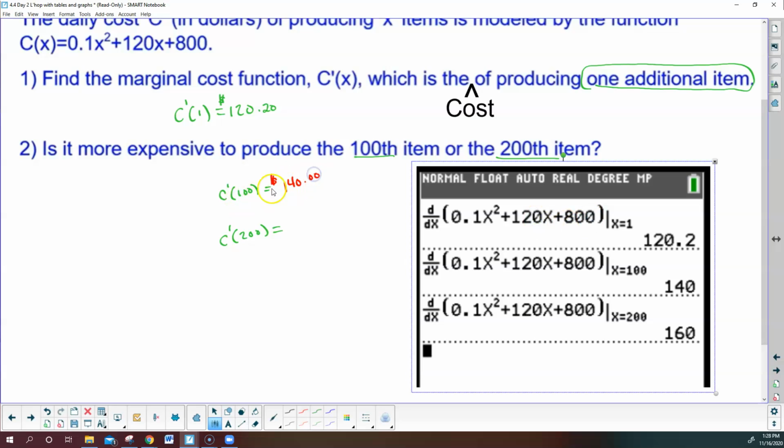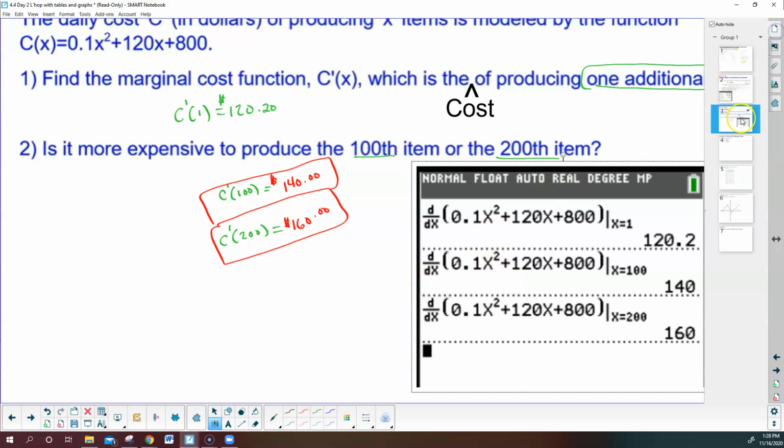So at 100, the 100th item costs $140 to produce. And then the 200th item costs $160. So which one is more expensive? We should write out a quick little answer saying that the 200th item is more expensive by $20 more than the 100th item to create. The big idea here, though, is to show you how to use your calculator to do derivatives.